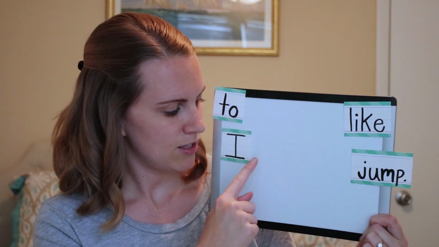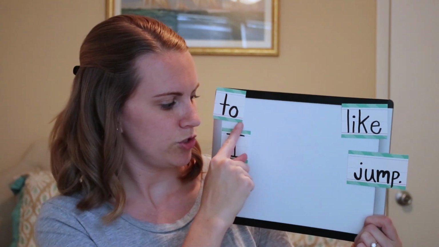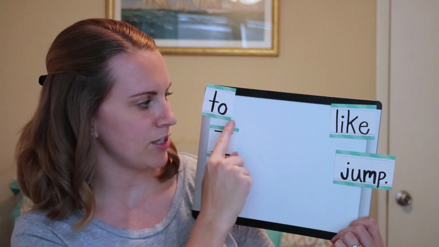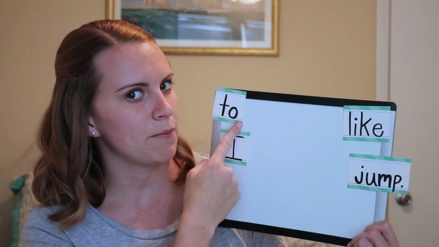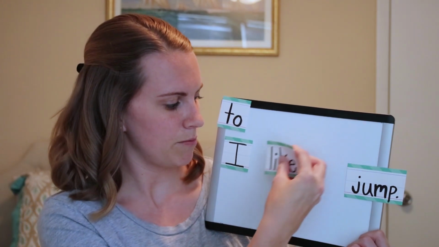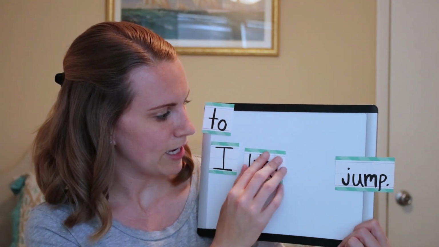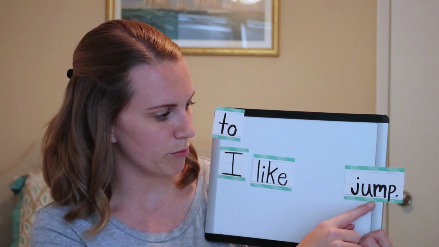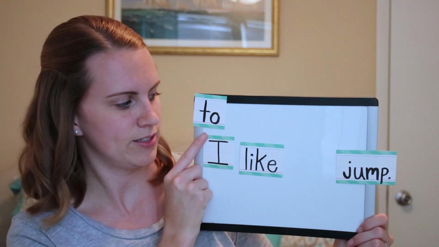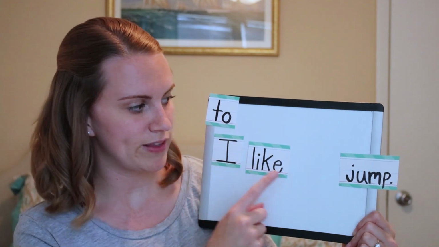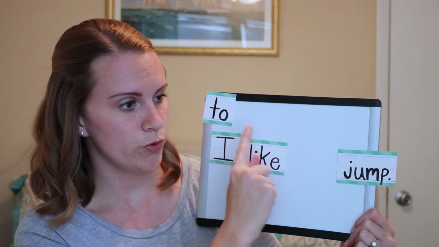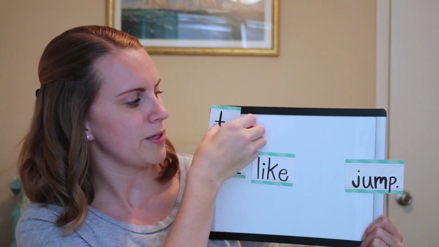I something, something, jump. I to like jump? No. I like to jump? That sounds better, doesn't it? Because we already said that I to doesn't really make that much sense, but I like does make sense. So let's go ahead and move this here so we can see how that sounds. I like jump. So which word is missing? What does this word say? To. Would that make sense going there? I like to jump. It does make sense, doesn't it?